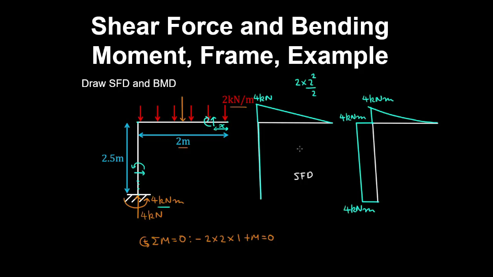So remember that the derivative of the bending moment is the shear force. So the bending moment diagram is constant on the column, so the shear force is 0. And the bending moment diagram is parabolic on the beam, so the shear force is linear.